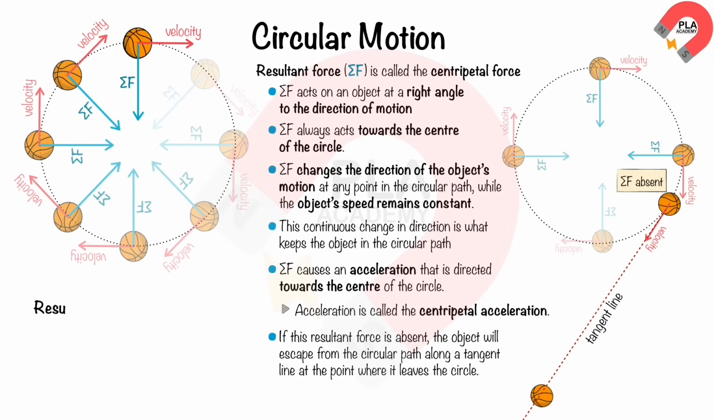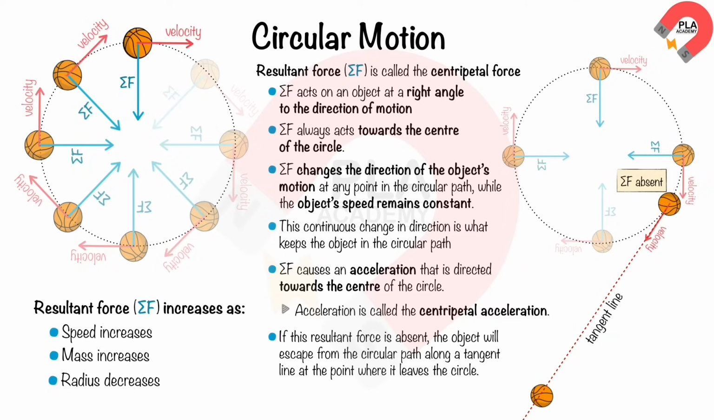The resultant force, or centripetal force, is increased as the speed of an object increases, as the mass of an object increases, and as the radius of the circular path decreases.